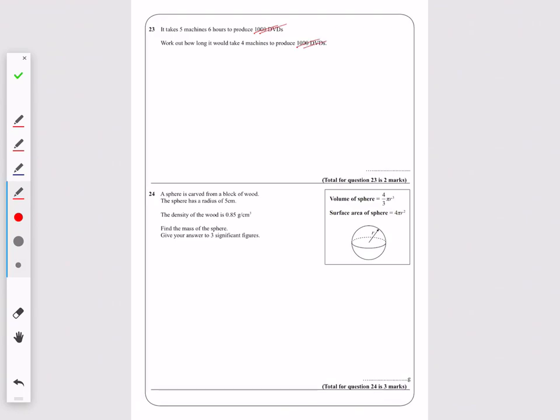So 5 machines doing 6 hours work. 5 times 6 means there's 30 hours of work being completed. And those 30 hours of work still need completing by those 4 machines. So 30 divided by 4 would give you 7.5 hours per machine.